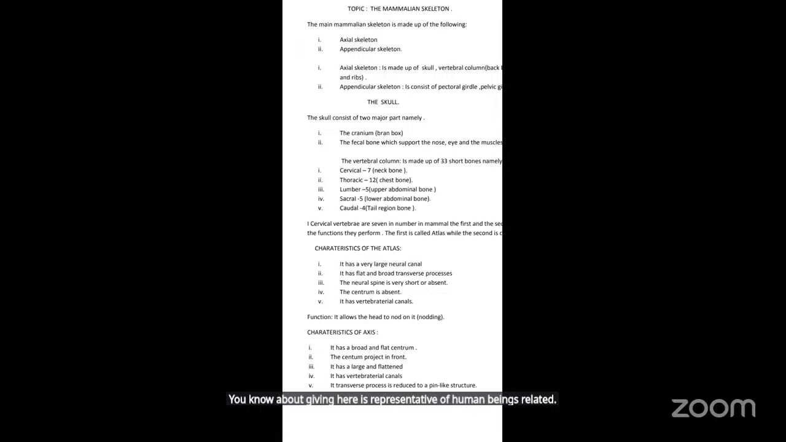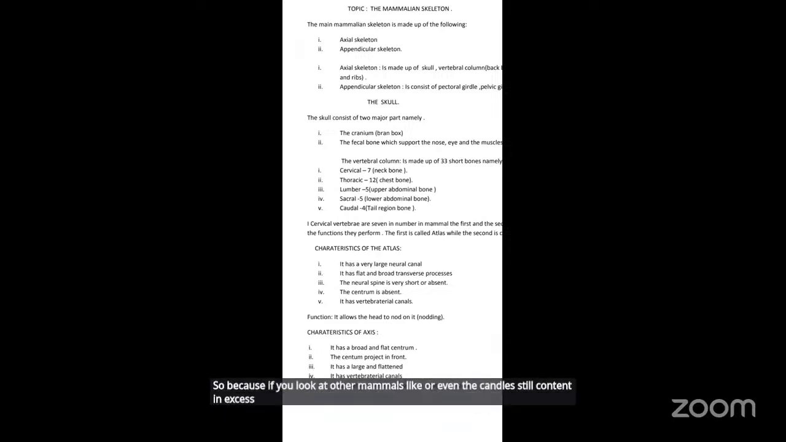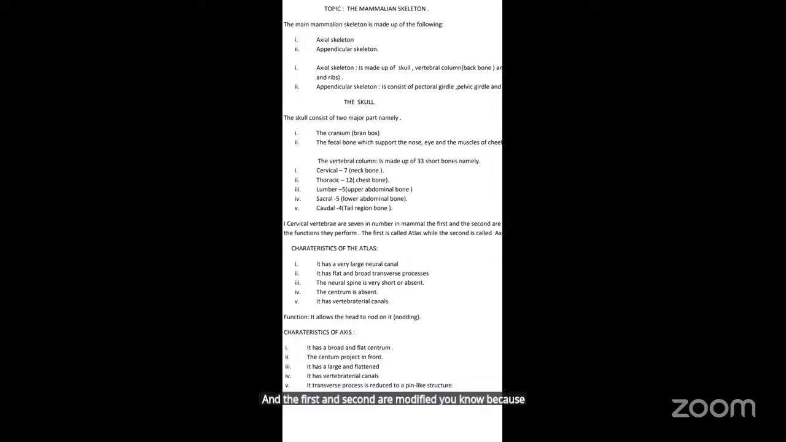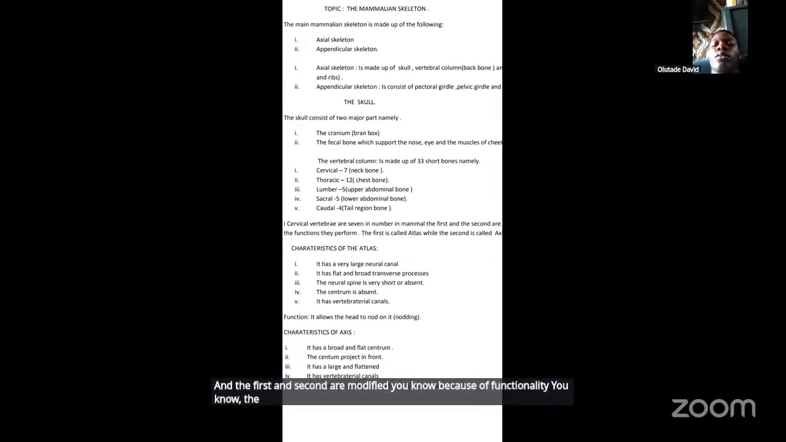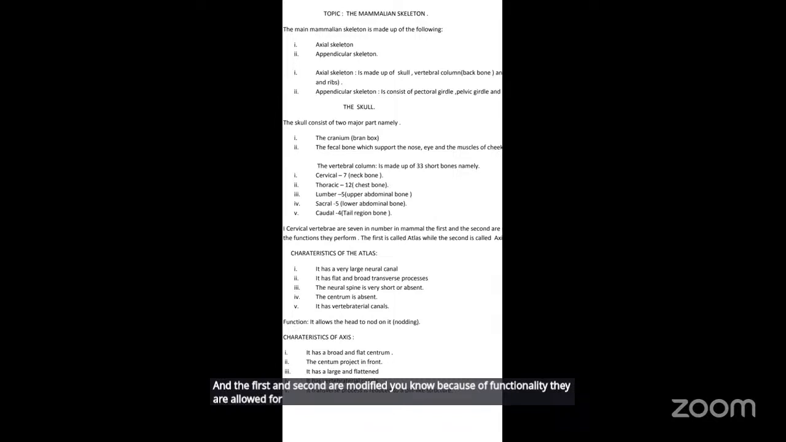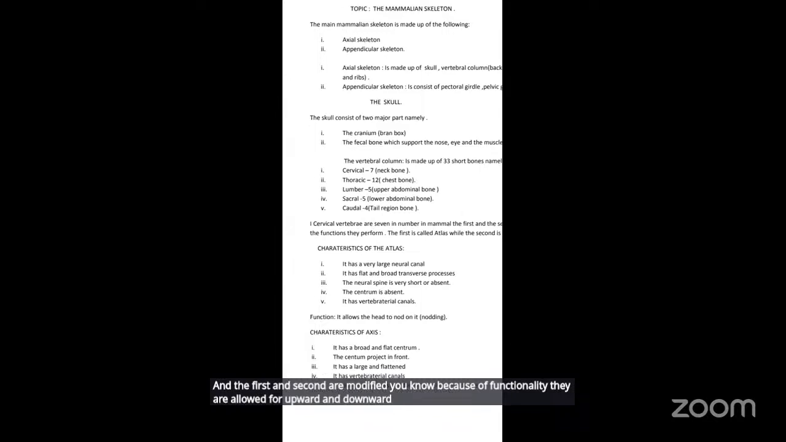If you look at other mammals like cats and dogs, or even the kangaroo, their tails contain in excess of 30 caudal vertebrae. The cervical vertebrae are constant, with 7 in number in mammals. The first and second are modified because of the function they perform. The atlas and the axis vertebrae allow for upward and downward movement of the skull as well as sideways.